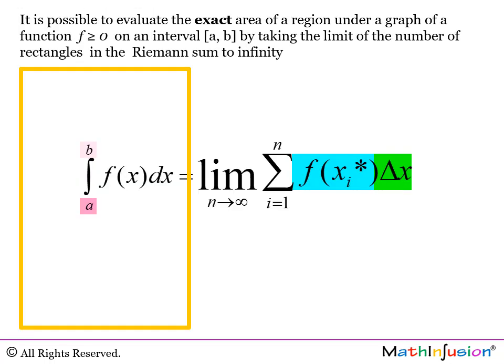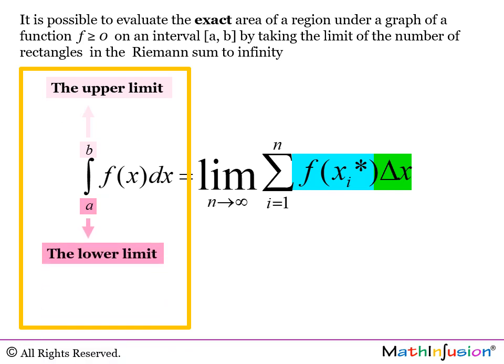It is possible to evaluate the exact area of a region under a graph on an interval between a and b by taking the limit of the number of rectangles in the Riemann sum to infinity. So the definite integral, which is connected to areas, is written like that. This is the upper limit. This is the lower limit. As you can see, this is the height of each rectangle. That's why we have f of x in the notation of the definite integral.